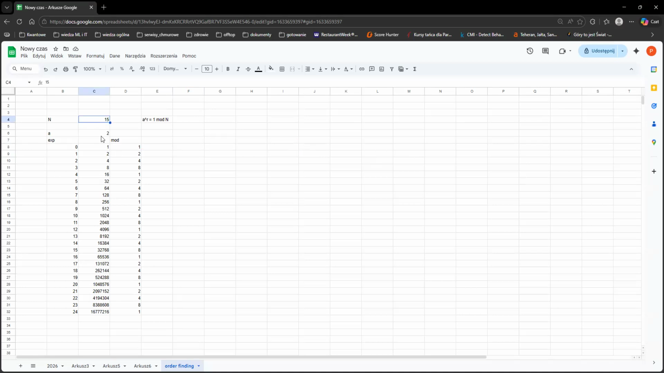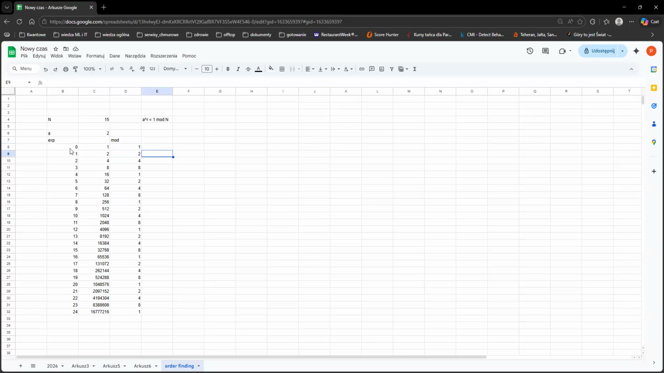So here we have n equal to 15. Here we have a. Here we have candidates for r, so the exponents. Here I am raising a to the power of r, and the result is here. And here I calculate the remainder.